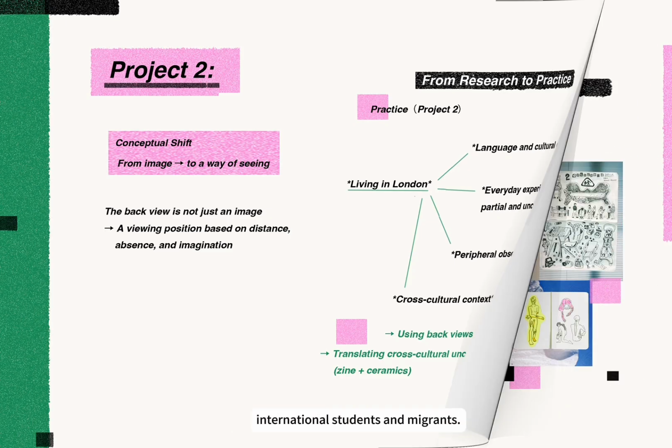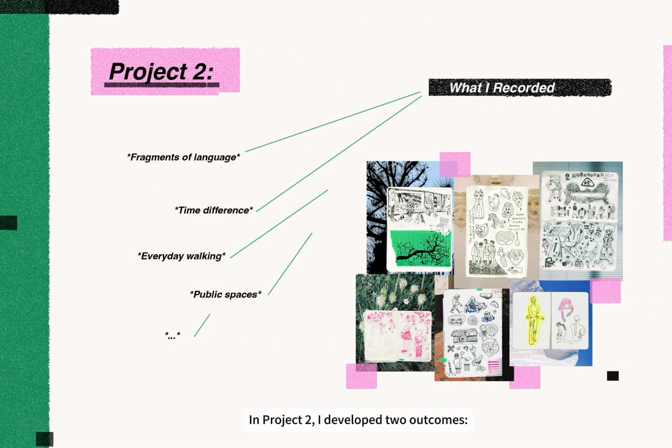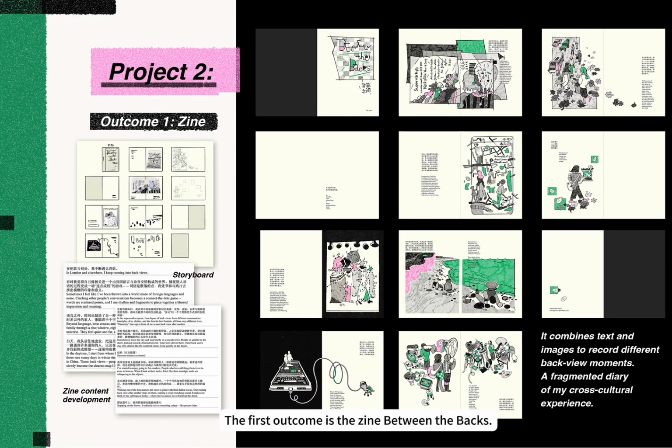Although the starting point is personal, this feeling of partial understanding is shared by many international students and migrants. In Project 2, I developed two outcomes: a zine titled Between the Backs and a group of ceramic works. Both are based on my continued observation of back views. At the same time, my sketching practice shifted my focus from recording objects to recording feelings, leading to a more subjective visual approach. The first outcome is the zine Between the Backs.